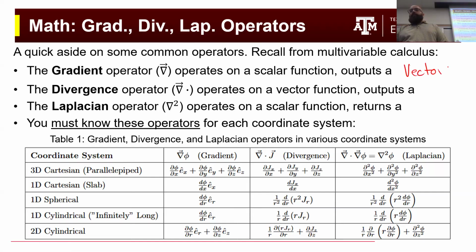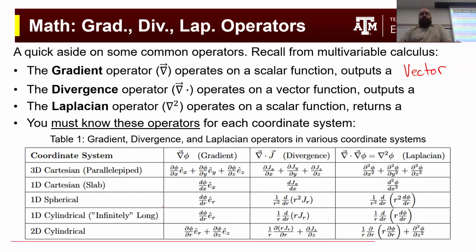The gradient operator returns a vector. And mathematically, if I'm in Cartesian XYZ coordinates, what it's saying is take the derivative of that function with respect to x, multiplied by my x direction unit vector. Take my function and differentiate it with respect to y, and multiply that by the y unit vector. And then do the same thing with my flux with respect to z. Take that flux, take the derivative with respect to z, then multiply that by my ez unit vector.